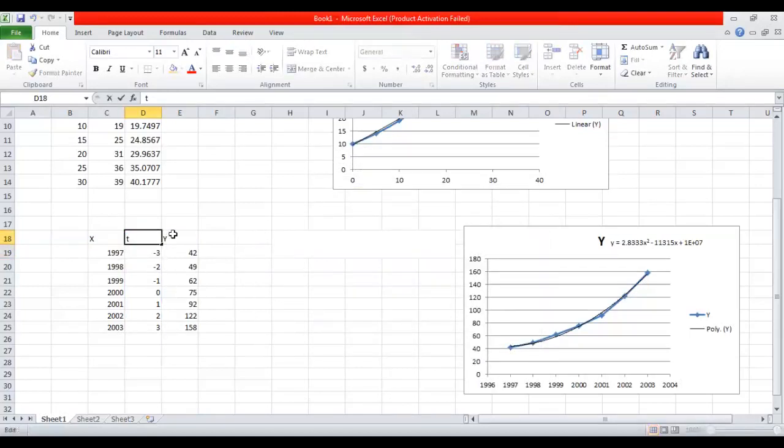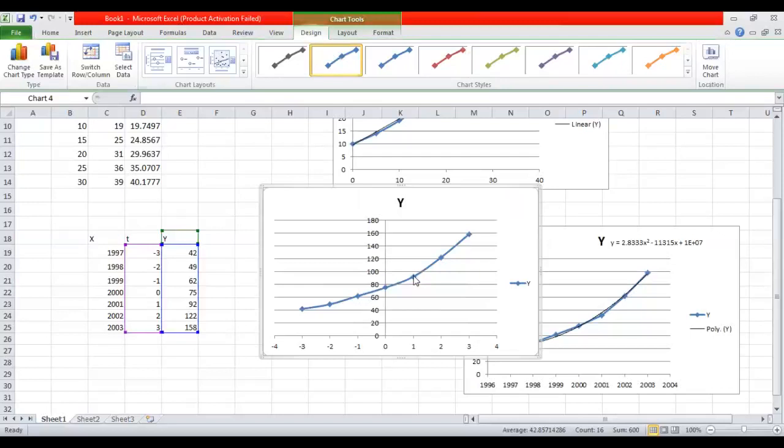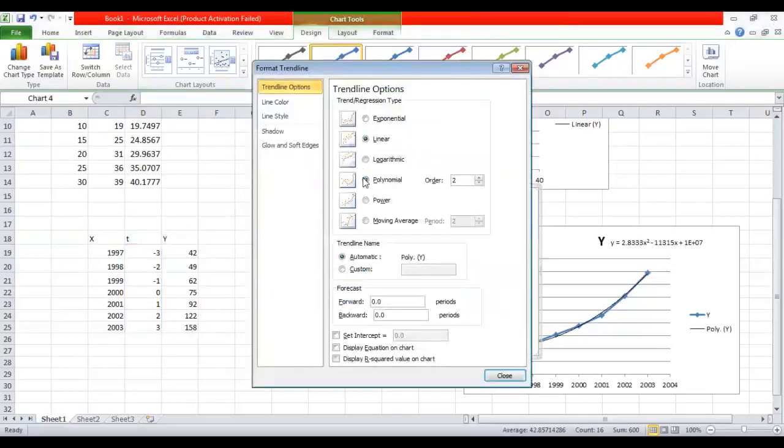T and y values. Insert from scatter plot, select any plot, right click, then add trend line, polynomial of order 2, automatically the polynomial will be 5, display equation on the chart, then click on close.